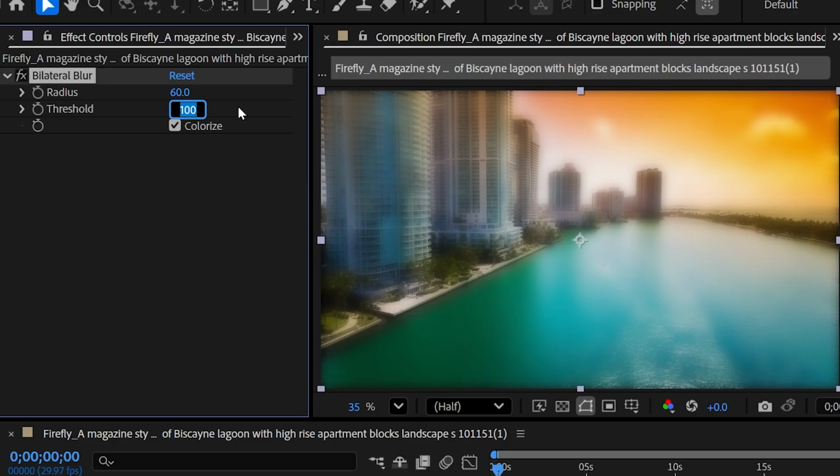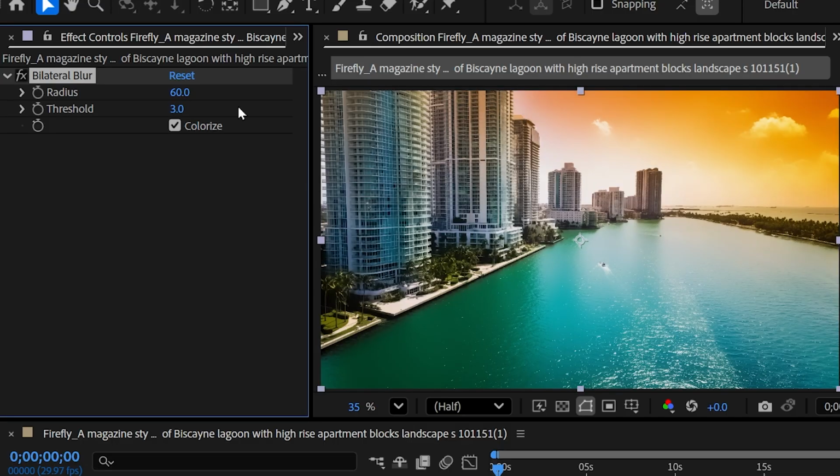So when that threshold is really low, like it was before, all the edges of the buildings are going to remain completely solid. So that's an interesting way to really have good control over the edges. I quite liked it when I saw this. This is actually why I decided to do this as the first video.